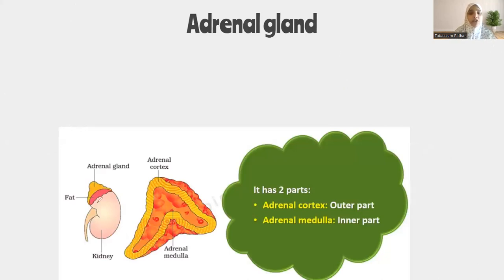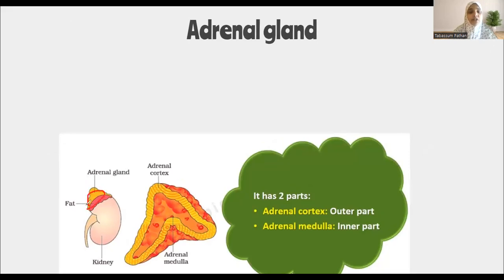On top of the kidneys, you see this structure, this small deposition of fat and tissues. This is your adrenal gland. It is divided into two regions, the outer region and the inner region. The outer region is the cortex region, and the inner region, the pinkish region that you see, is your medullary region. So the outer part is the adrenal cortex, the inner part is the adrenal medulla.